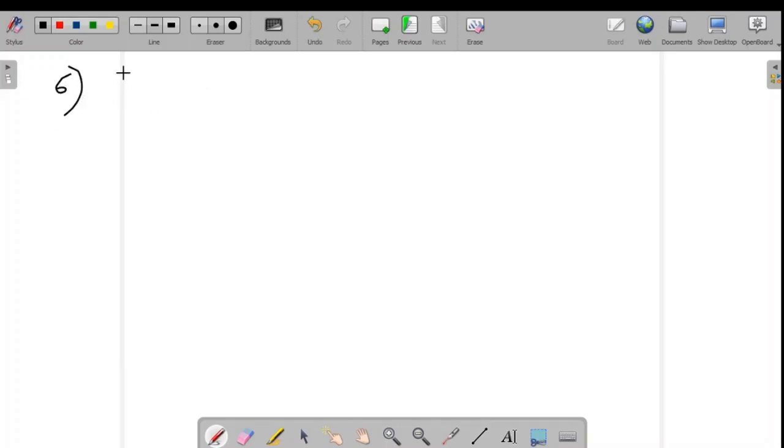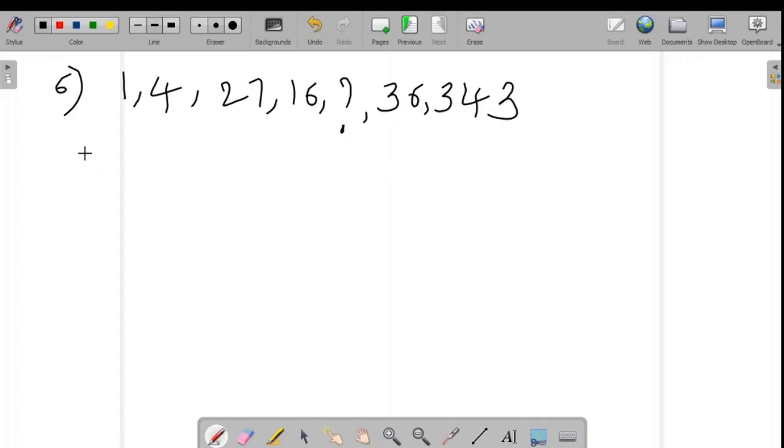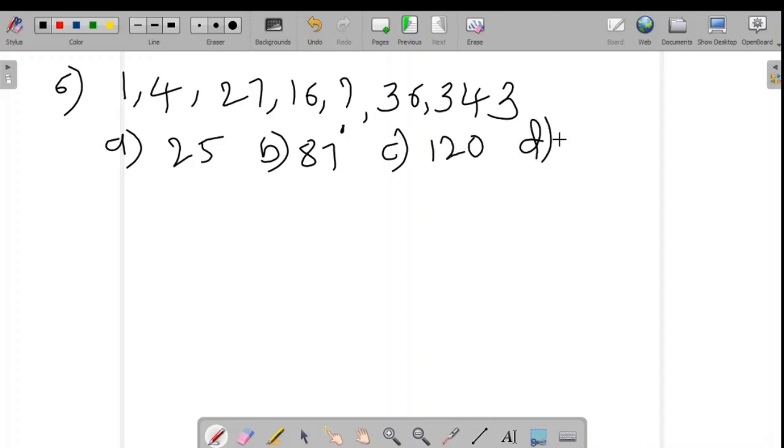Question number 6. Let me read the sequence here: 1, 4, 27, 16, question mark, 36, 343. Okay, let me write the options here. A, 25, B, 87, C, 120, D, 125.